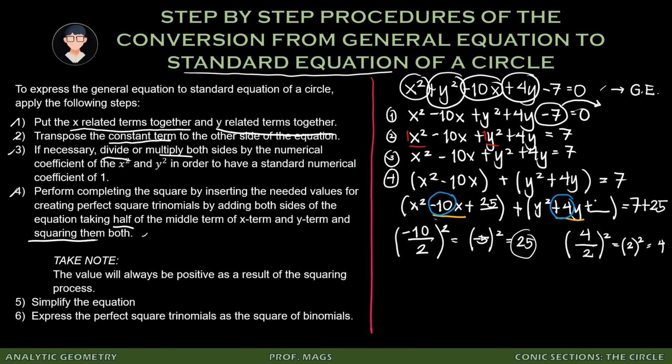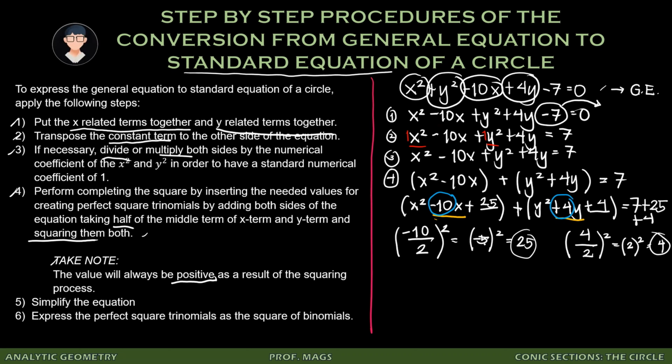So lagay natin tong 4 dito sa blank space natin. Then yung positive 4 i-add din natin sa right side of the equation. Okay? So tapos na. Nagawa na natin yung completing the square method. And if you can observe dito sa take note na nakalagay dito sa ating step-by-step procedures, the value will always be positive as a result of the squaring process.